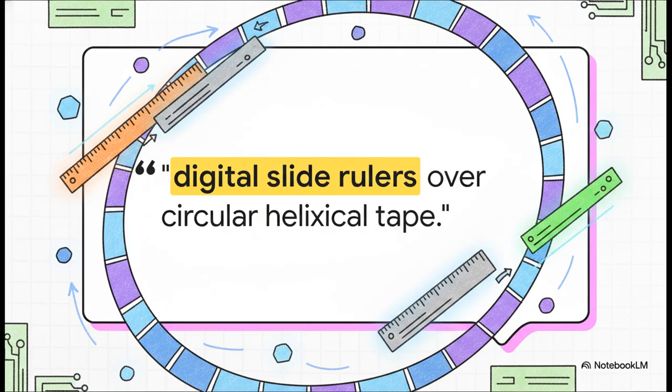Okay, listen to this. Digital slide rulers over circular helical tape. Just let that phrase sink in for a second. It honestly sounds like something straight out of a retrofuturistic sci-fi novel, doesn't it? But we're actually not talking about science fiction today. We are looking at a very real, incredibly profound way of completely reimagining how computers read, process, and navigate data.